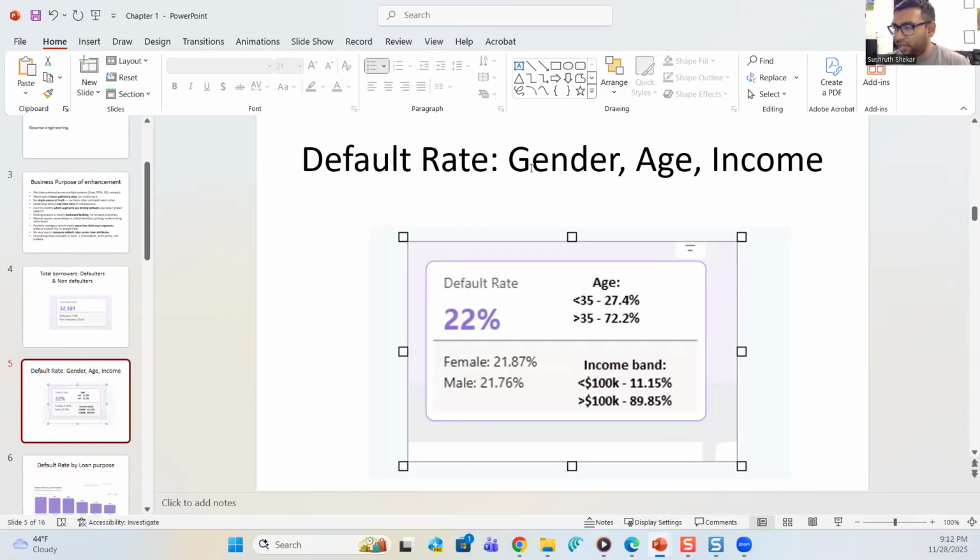Second feature is default rate by gender, age, income. So 22% of the loans are defaulted. Male 21.76, female 21.87. When it comes to age range, if they are below 35, 27.4% of the times they default. If they are 35 plus, 27.4% of the times they'll default. And if they are less than 35, say 31, 29, 72.2% of them are defaulters.